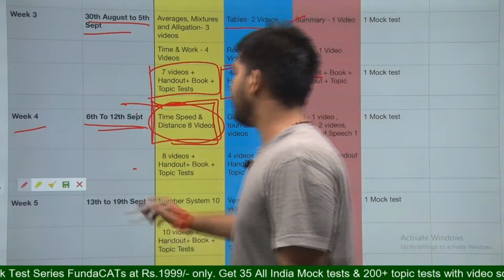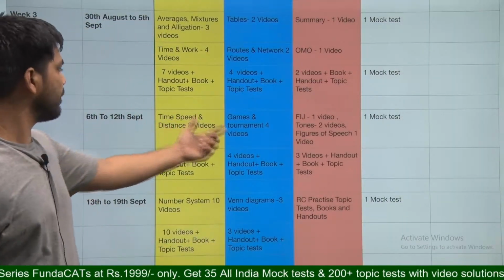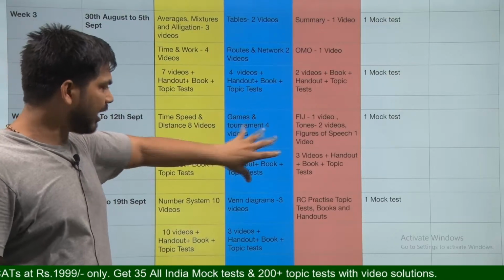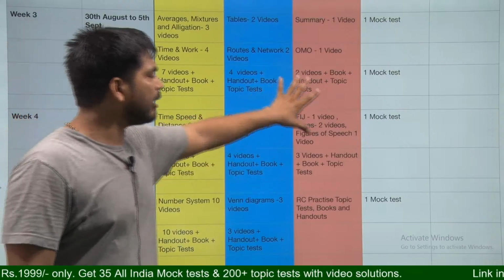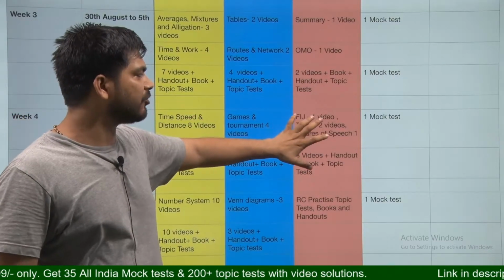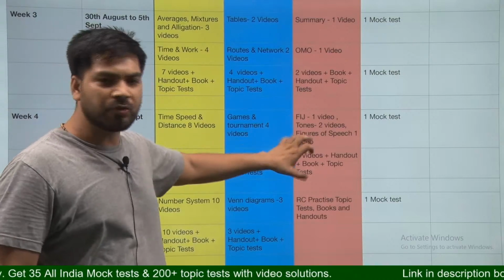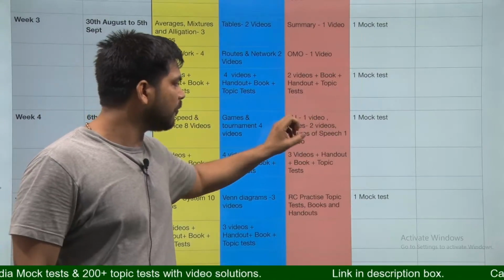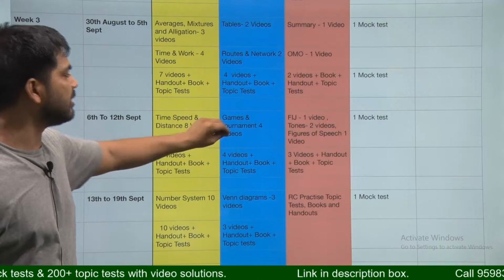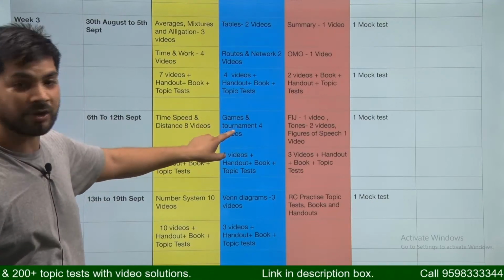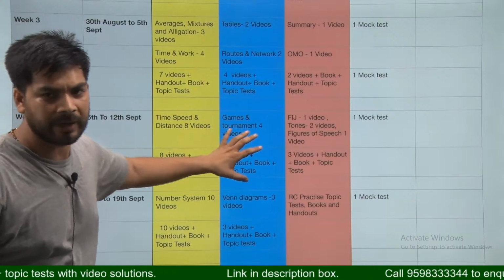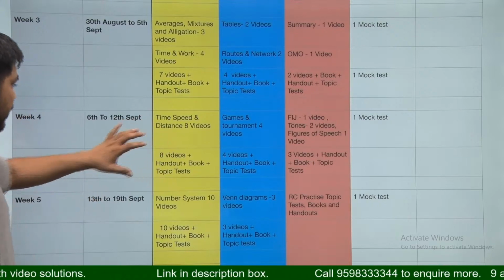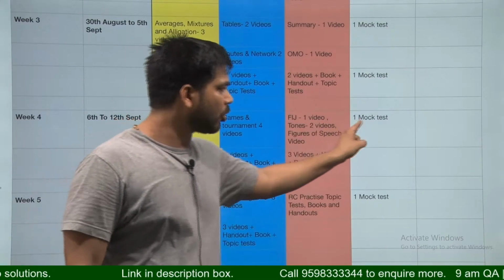That's how it goes. We go to the 4th week, we go to DILR. It's games and tournaments, 4 videos only. So this whole week in DILR you should be doing only games and tournaments. And in English I have given very light topics like fact, inference, judgment, which is like a 1 hour thing, tones, which is like a half hour thing, and figures of speech, which is like a 1 hour thing. So you have to solve very light chapters in English, and in DILR only 1 topic, which is games and tournaments. This topic is also a heavy topic, so that is why I have given just 1 topic in DILR. And similarly TSD, which is a heavy topic in maths, I have given just 1 topic in this particular week, that is week 4. Towards the end of the week, don't forget to take the mock test.